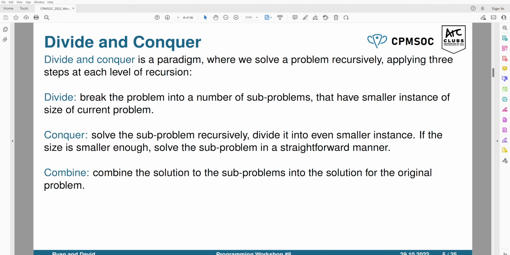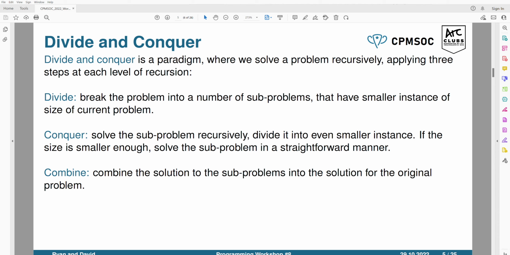if the size is still too big, and it's also known as the recursive case. But we solve the problem if the problem size is small enough, which we can just solve in a straightforward manner, which is known as the base case. In our last example, the base case is where the array size equals 1, and the recursive case is for size greater than 1.